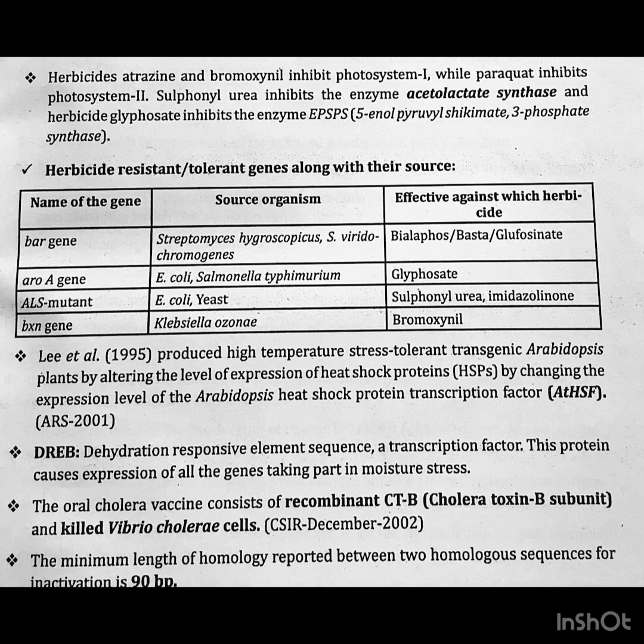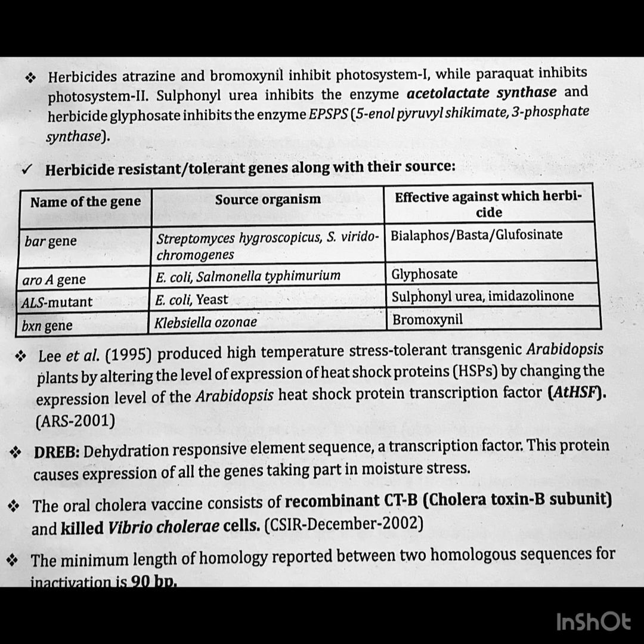Lee et al. in 1995 produced high temperature stress tolerant transgenic Arabidopsis plants by altering the level of expression of heat shock protein, by changing the expression level of Arabidopsis heat shock protein transcription factor AtHSF. Question asked in ARS 2001: DREB, dehydration responsive element binding, is a transcription factor. This protein causes expression of all the genes taking part in moisture stress.